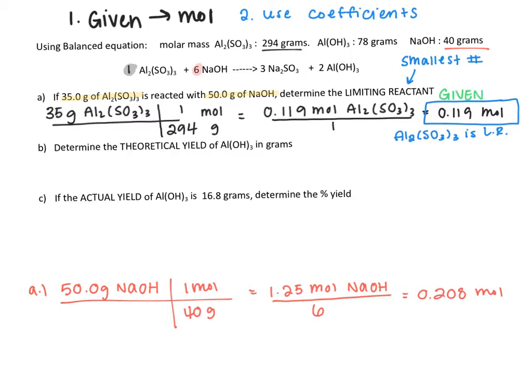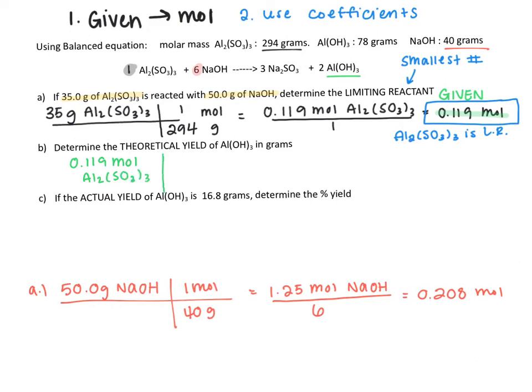Because number 2 is I need to determine the theoretical yield of Al(OH)3, but I'm not given a number. So the number I'm going to use will be the number I solved at the end of my limiting reagent, or here, my 0.119 in this case. So that's going to be my starting number. And this number's unit is the moles of that compound, in this case, my Al2(SO3)3.